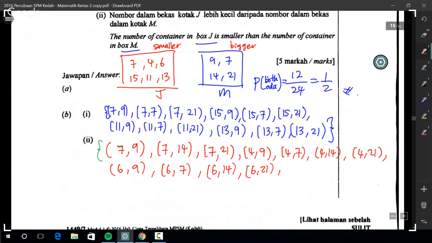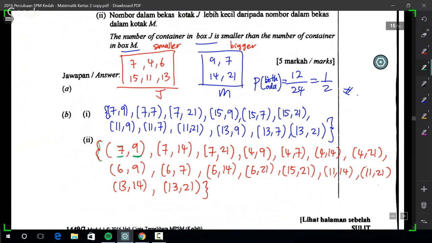Okay, and then 15. Okay, 15 you only have one choice, which is 21. And 11, here you have two choices, 14 and 21. All right, and 13 you have two choices, 14 and 21. All right, you will find out my first answer is definitely smaller than my second answer. All of the first one is definitely smaller than the second one. This is what the question is trying to say.